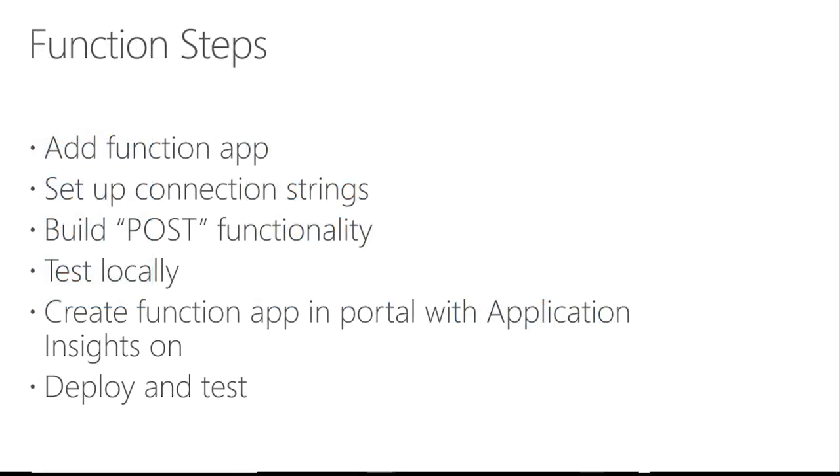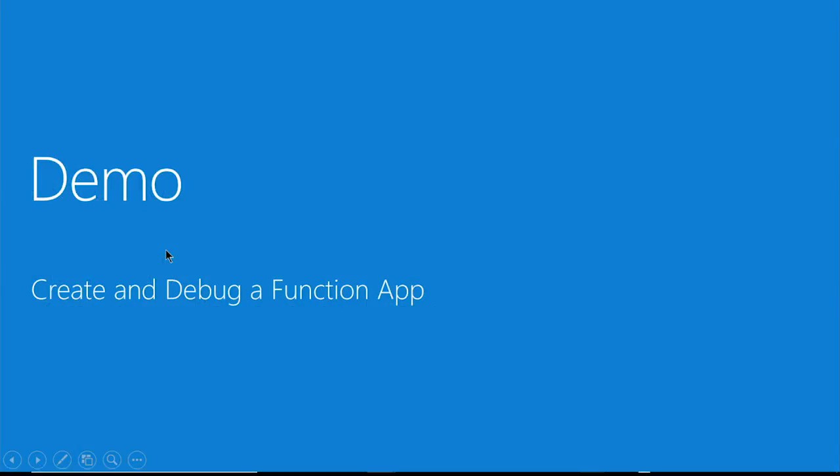So the way we're going to do that, first we're going to work on the function. From the function, we're going to add a function app to the project, set up connection strings, build out the post and test it. Then I'm going to create this in the portal and deploy it to the portal. So let's see what that looks like.